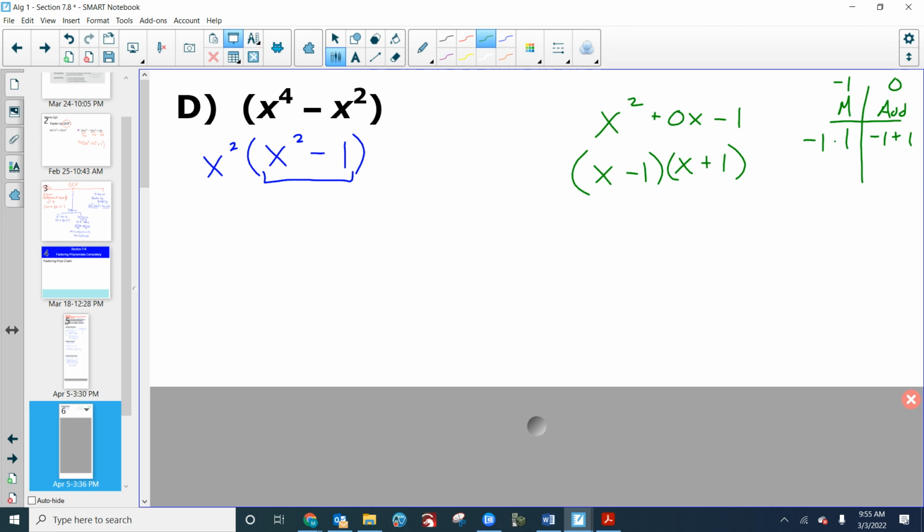Look, difference. And isn't this term x squared and isn't this term 1 squared? Yes. So what's my answer here? Well, we have x squared, and then we have this, which factors into x minus 1 times x plus 1. Does that make sense? We've seen that before.